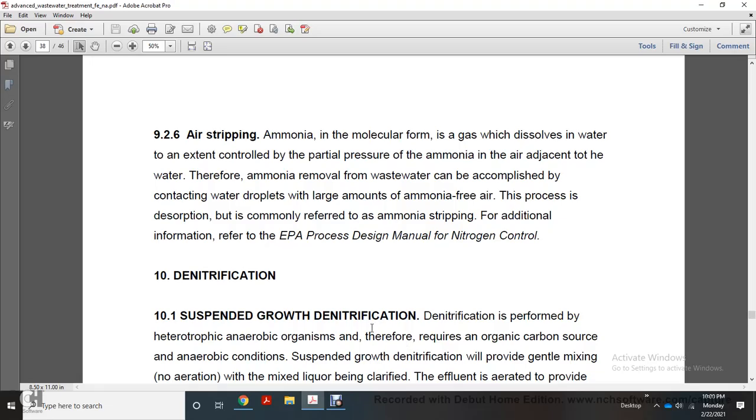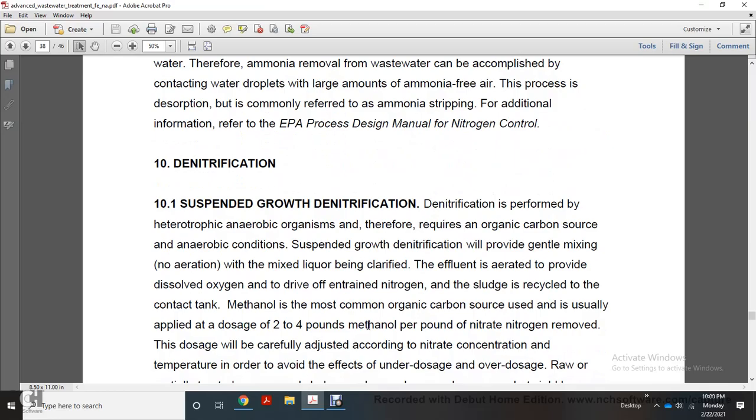Alright, denitrification, suspended growth denitrification. Denitrification is performed by heterotrophic anaerobic organisms, and therefore requires an organic carbon source and anaerobic conditions. The suspended growth denitrification will provide gentle mixing with no aeration, with the mixed liquor being clarified with the effluent, aerated to provide dissolved oxygen and drive off the entrained nitrogen, and the sludge is recycled to the contact tank. Methanol is the most common organic carbon source used, and is usually applied with a dose of 2 to 4 pounds of methanol.